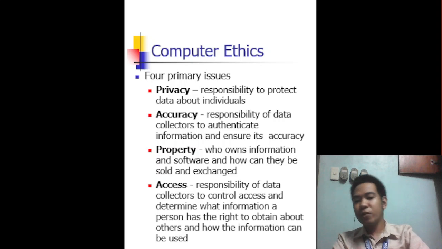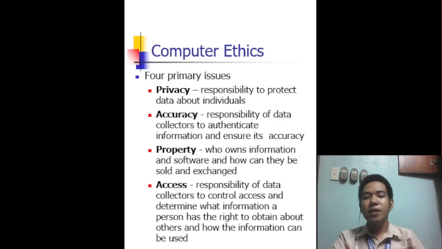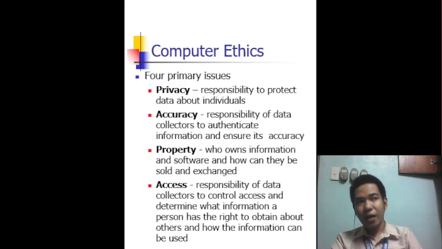Property. Who owns information and software, and how can they be sold and exchanged? Plagiarism is an issue here because some of us don't actually put the citation. It's not bad to copy paste the things that we see over the internet so long as we put the citation, or we check who actually wrote that article or who owns that particular article, and the date it was published.